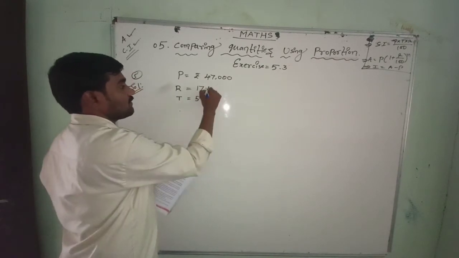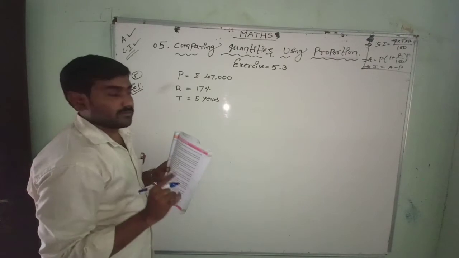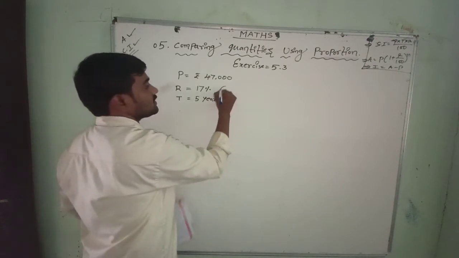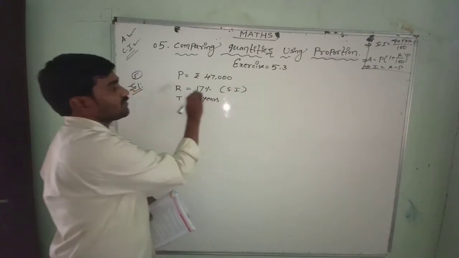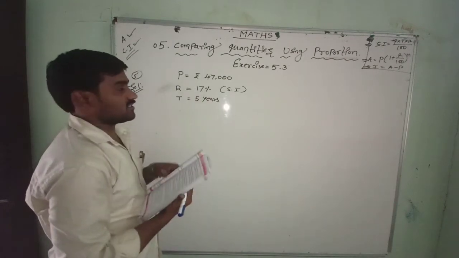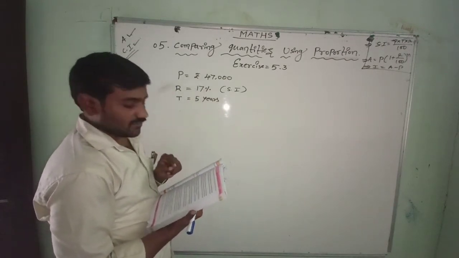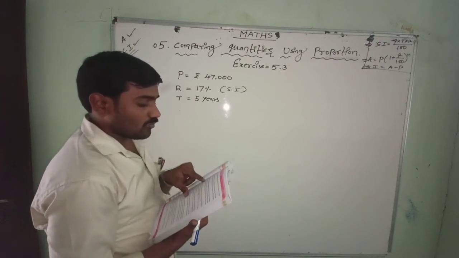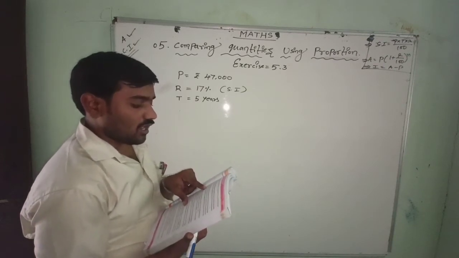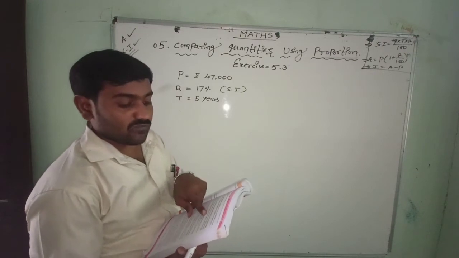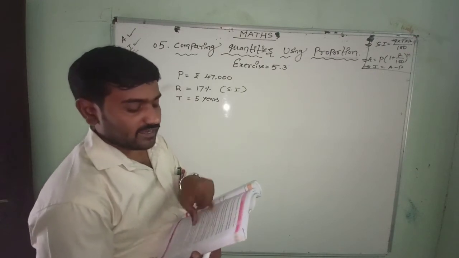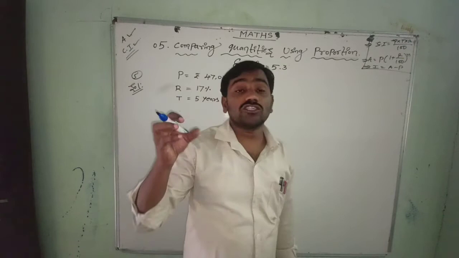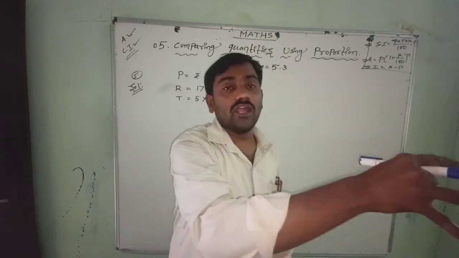5 years. Simple interest తీసుకుందాం. For the simple interest, the rate of interest is 17%. For the 5 years, she took 47,000 rupees. Say how much amount Pratibha should repay to the finance company at the end of 5 years. So how much amount Pratibha has to repay to the finance company?